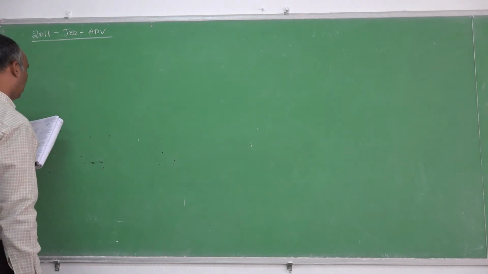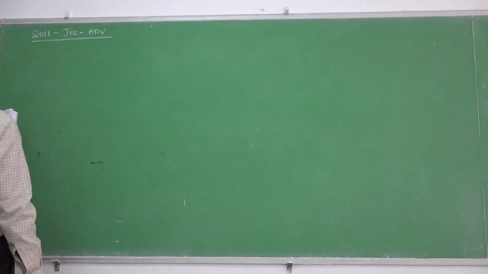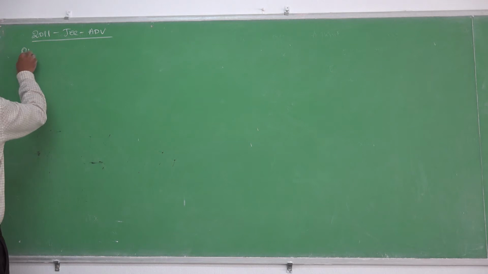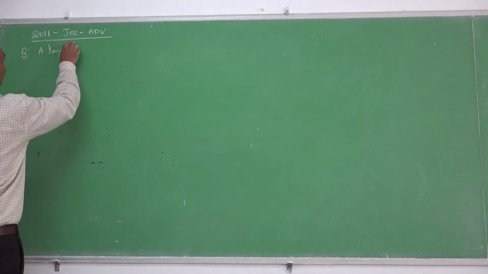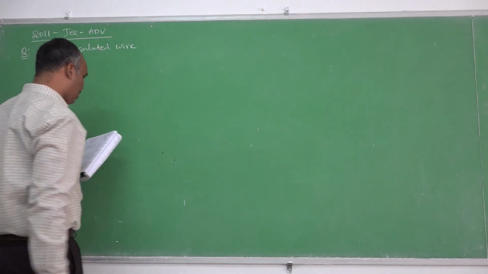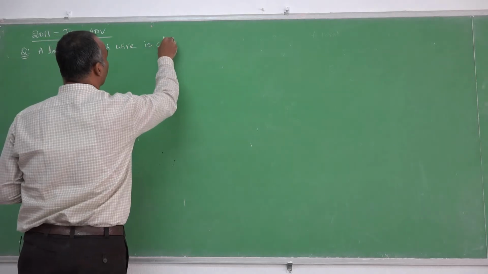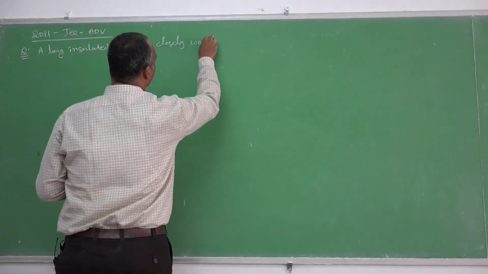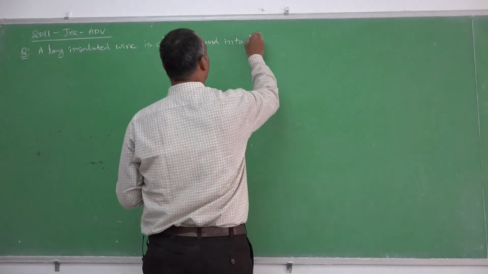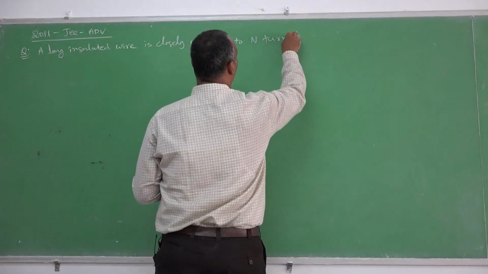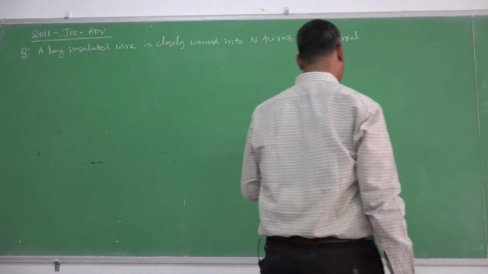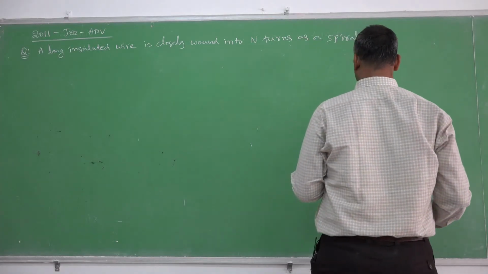A long insulated copper wire is closely wound into a spiral of n turns. The question says, a long insulated wire is closely wound into n turns as a spiral. The spiral has inner radius A and outer radius B.